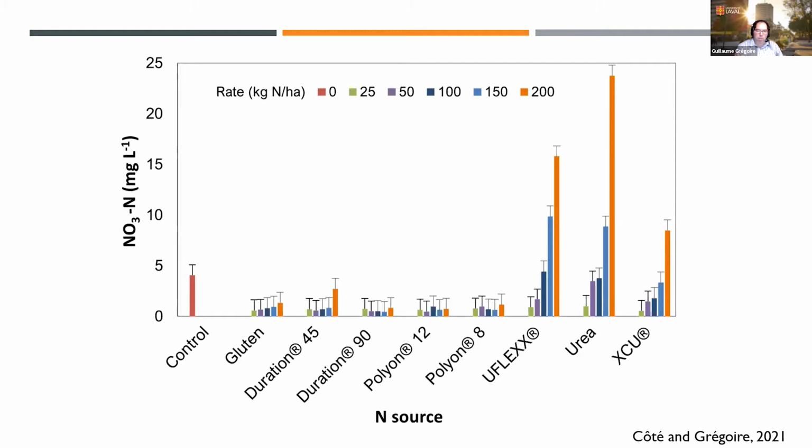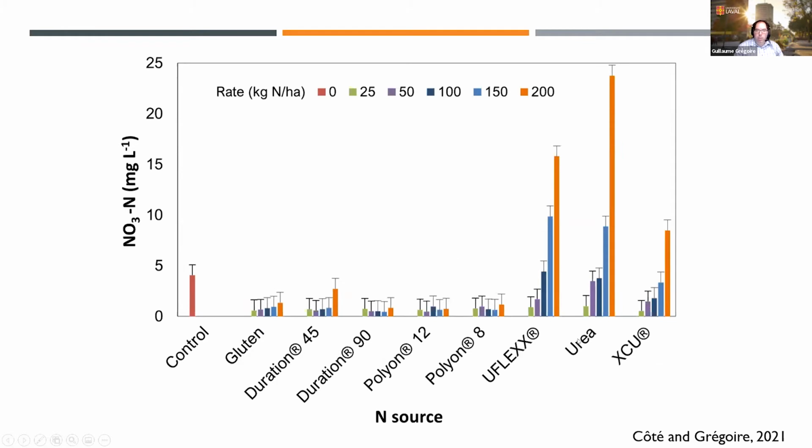This soil was mixed, manipulated, and put down in some pots. So just a process of playing with that soil, which will result in some N mineralization from the organic matter, which could result in some nitrate losses. So basically what we did observe is that most of the polymer coated nitrogen, either the Duration or the Polyon here, as well as the corn gluten meal, which is actually a natural N source, they all resulted in very low nitrate losses to leachate.